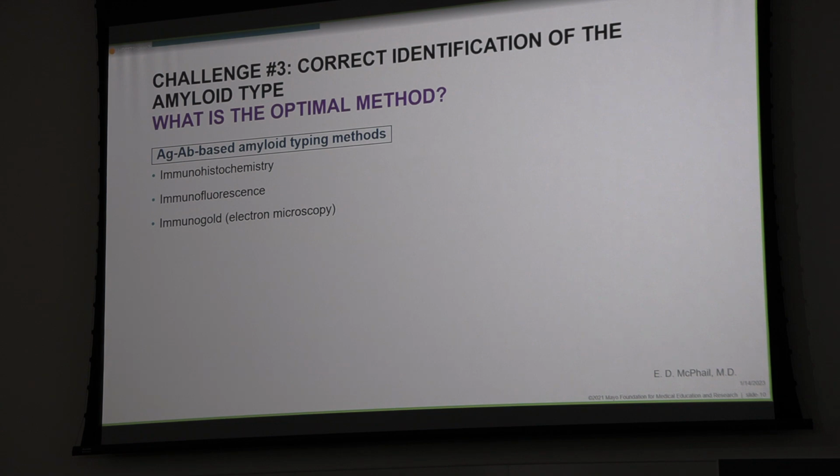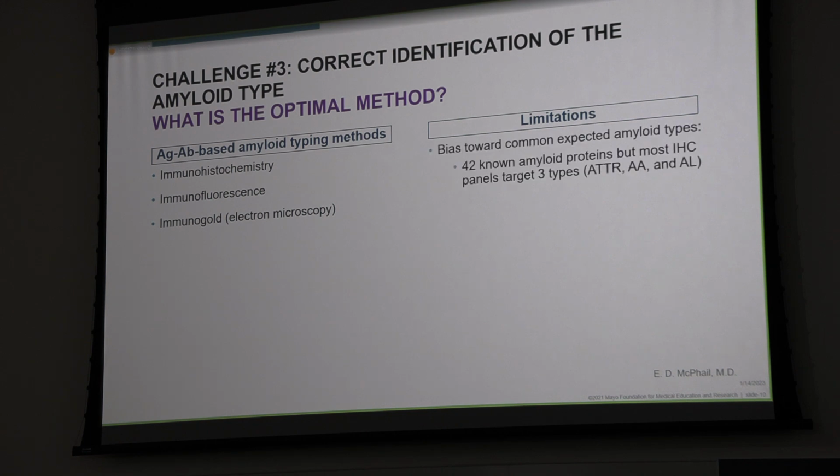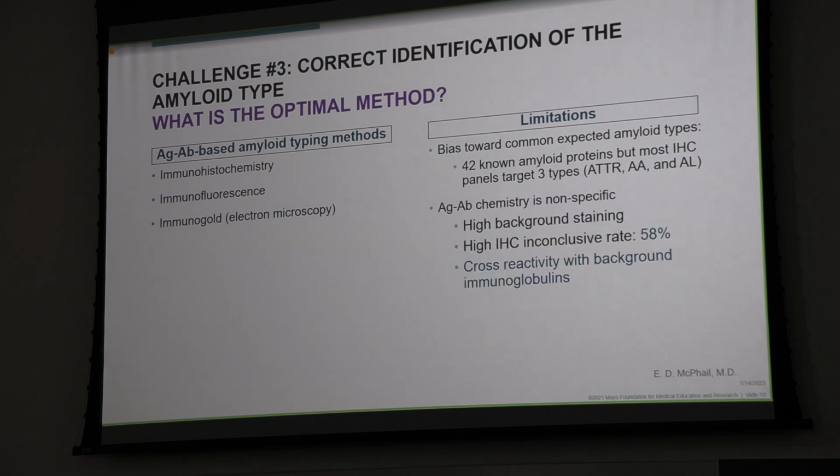Basically, that's the workhorse for the backbone of our practice in pathology, but not so much for amyloid. So there are some problems. The first problem is there's a bias toward expected types. As I mentioned, there are 40 different known types, but nobody out there is doing 40 different antibodies when they come along an amyloid case. So unless your case is one of the 3 common types, this is going to be a problem. You either will miss the type it is, or even worse, misdiagnose it as one of the common types. And then the other problem is the chemistry is nonspecific.